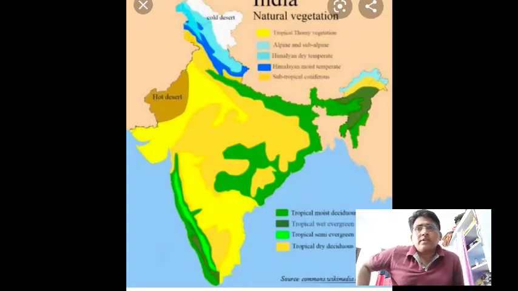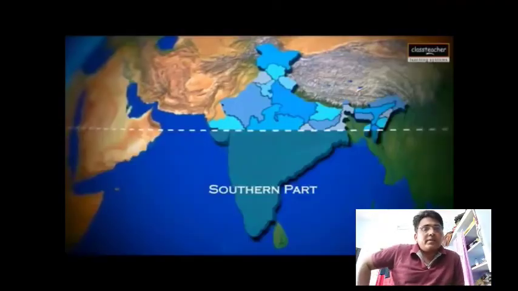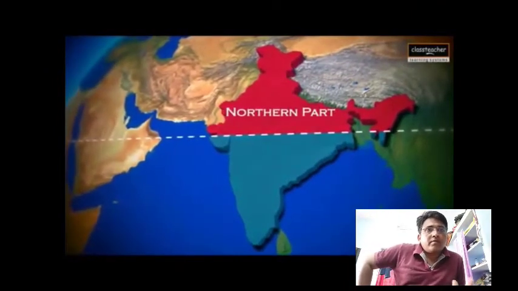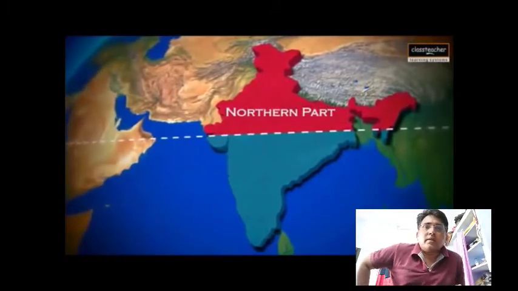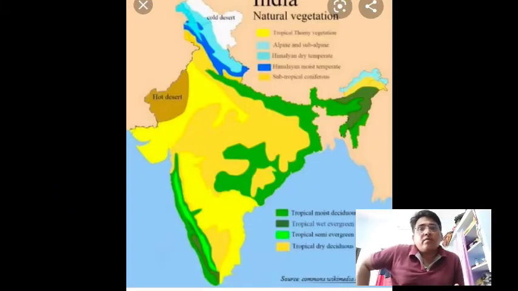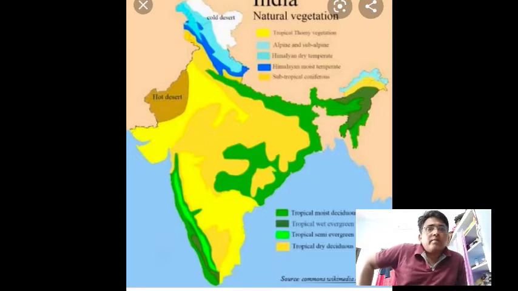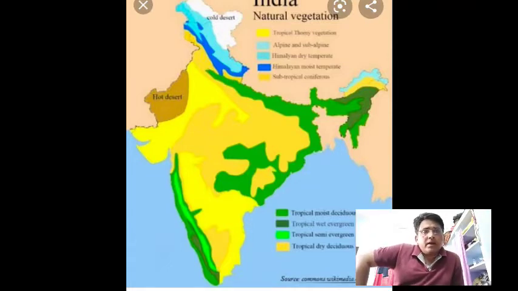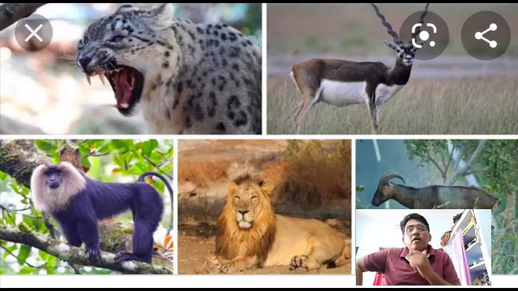The geographical location provides vast diversification in climatic conditions. Suppose the southern part of India is in the tropical zone and the northern part of India is in the subtropical zone. This has led to varieties of vegetation. Varieties of vegetation means in India we have deciduous forests, evergreen forests, and taiga forests also. India has varieties of vegetation and life forms also.